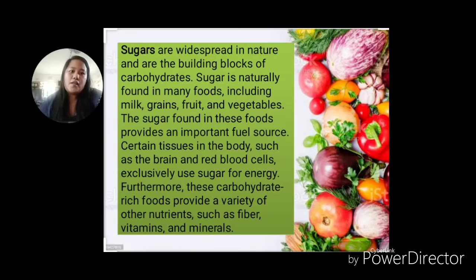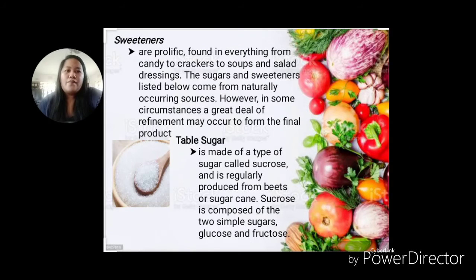Sugars are widespread in nature and are the building blocks of carbohydrates. Sugar is naturally found in many foods, including milk, grains, fruit, and vegetables. The sugar found in these foods provides an important fuel source. Certain tissues in the body, such as the brain and red blood cells, exclusively use sugar for energy. Furthermore, these carbohydrate-rich foods provide a variety of other nutrients such as fiber, vitamins, and minerals.